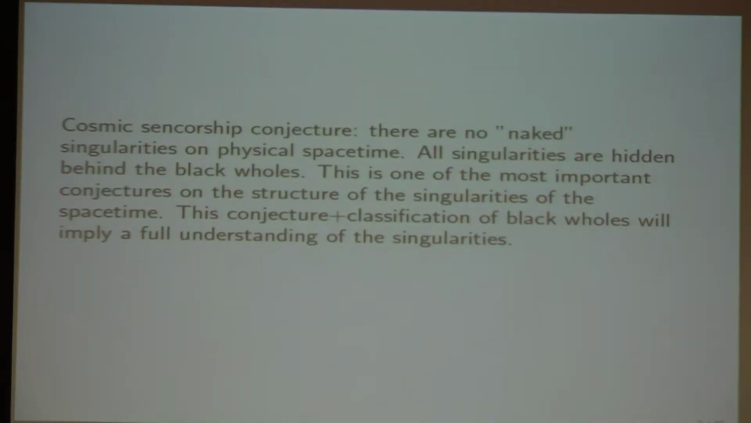So another is the so-called cosmic censorship conjecture. It says the following: no naked singularities in space-time. It means all singularities are hidden behind black holes. This is one of the most important conjectures in the structure of the singularity of space-time. If this conjecture is true, and we know the classification of black holes, then this will give you a full understanding of the singularities. So this is a very big picture of the singularity of space-time.